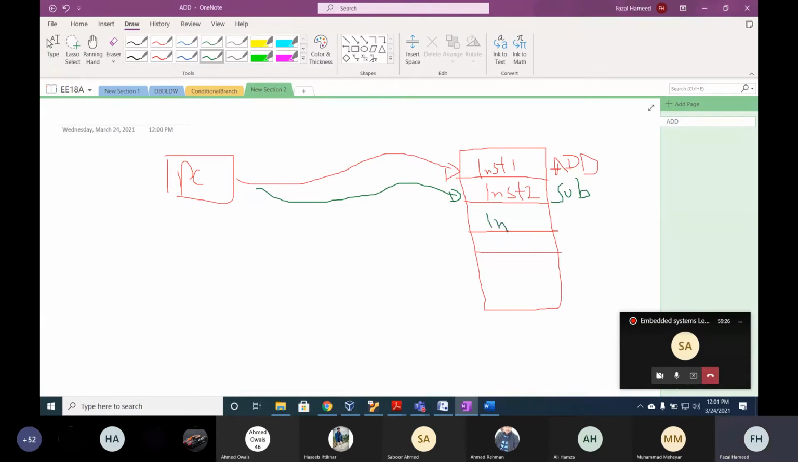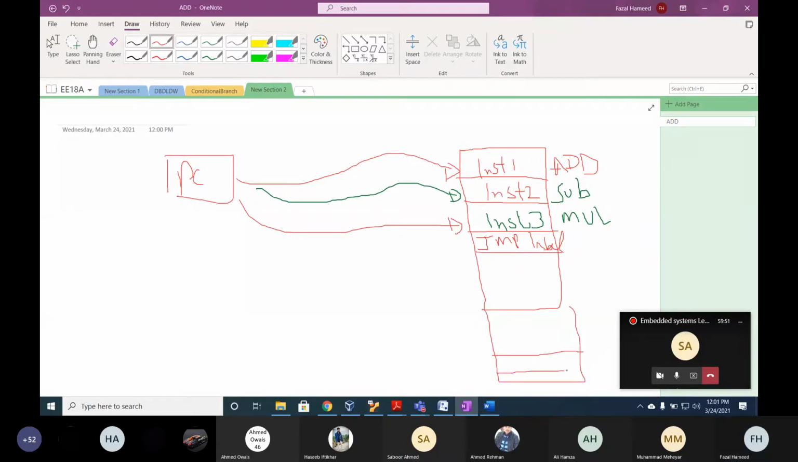Now let's assume you have instruction 3. Let's assume this instruction is multiply. After that, the program counter will point to the next instruction. Now let's assume this fourth instruction is a jump instruction. Jump label. So it means you're jumping to a far label. Let's assume the address of this label is here. So which instruction will be executed next?